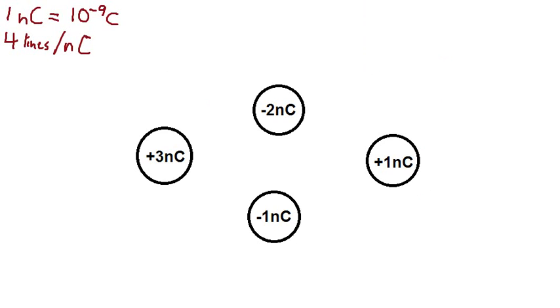So first thing to do is decide how many lines we want to draw per unit of charge. I'm just going to take the standard 4 per nanocoulomb, since nanocoulomb seems to be our smallest charge unit here. And so that means that the positives have outgoing lines and negatives have incoming lines.